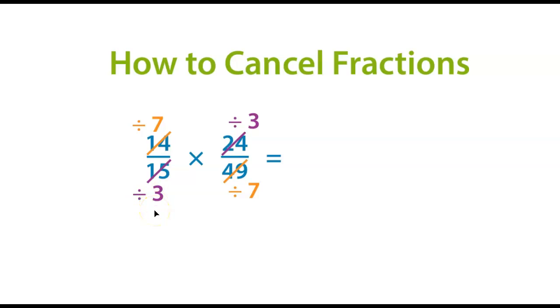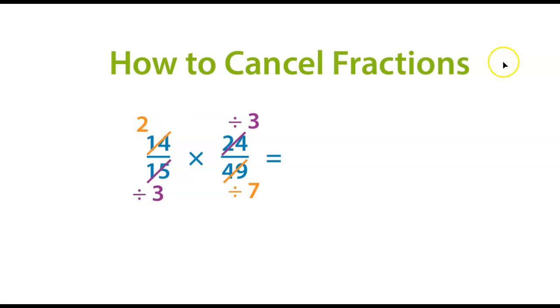Why? Because it has to stay equal. Canceling is still just making something that is equal, and it looks a little bit different. It's going to be simpler, but it is still going to be equal. So we do the same thing to the top that we do to the bottom. In this case, we're going to do 24 divided by 3, 15 divided by 3. We're not going to divide 49 by 3 because that's not useful to us. Same thing, not 14.